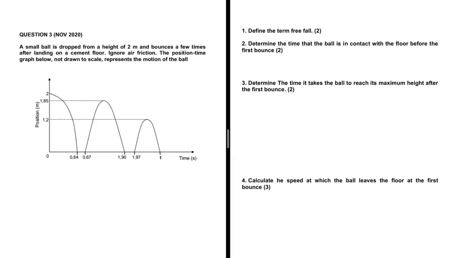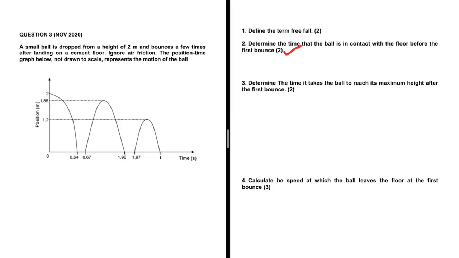Determine the time that the ball is in contact with the floor before the first bounce. That is the second question. This is a very special problem, okay? We are given a position time graph, as you can clearly see on the left hand side, and we're supposed to answer questions based on that position versus time graph. So let's go ahead and take a look and see what's happening. A small ball is dropped from a height of 2 meters and bounces a few times after landing on a cement floor.